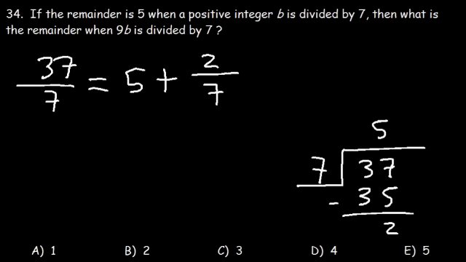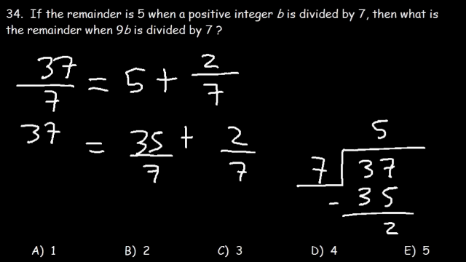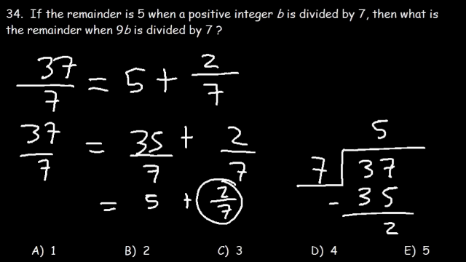Now to see why this works, 37 is the sum of 35 plus 2. Notice that the left side is equal to the right side. So 37 over 7 is 35 over 7 plus 2 over 7. And 35 over 7 is 5. And then the part that we can't reduce, we leave it as 2 over 7.